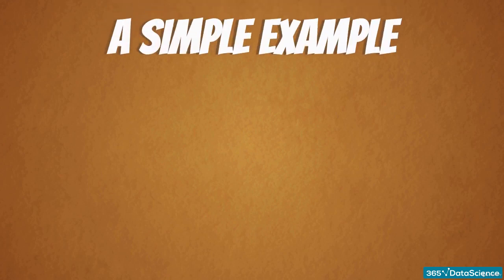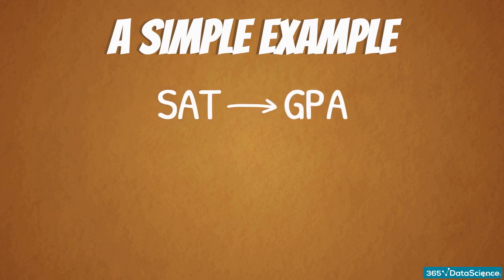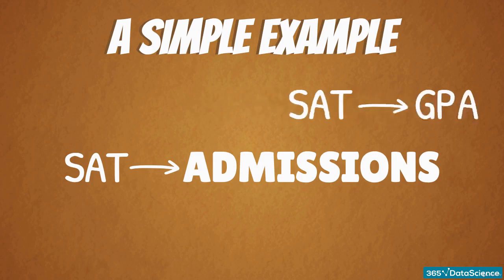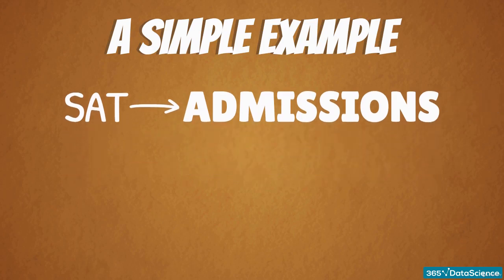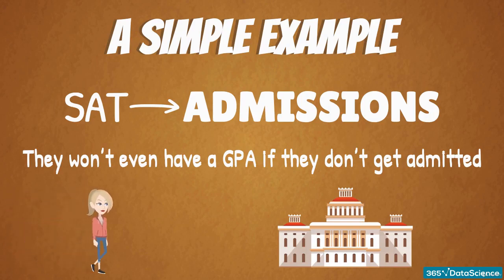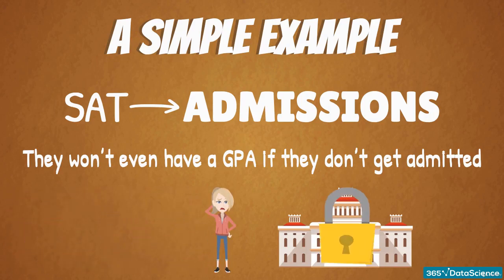After this short intro, we'll clarify a bit with a very simple and visual example. Similar to our SAT GPA regression from the last section, we will explore an SAT admissions problem. In this case, we are not interested in the GPA a student will obtain at graduation, as they won't even have a GPA if they don't get admitted. Instead, our focus will be predicting whether a student will be admitted or not.